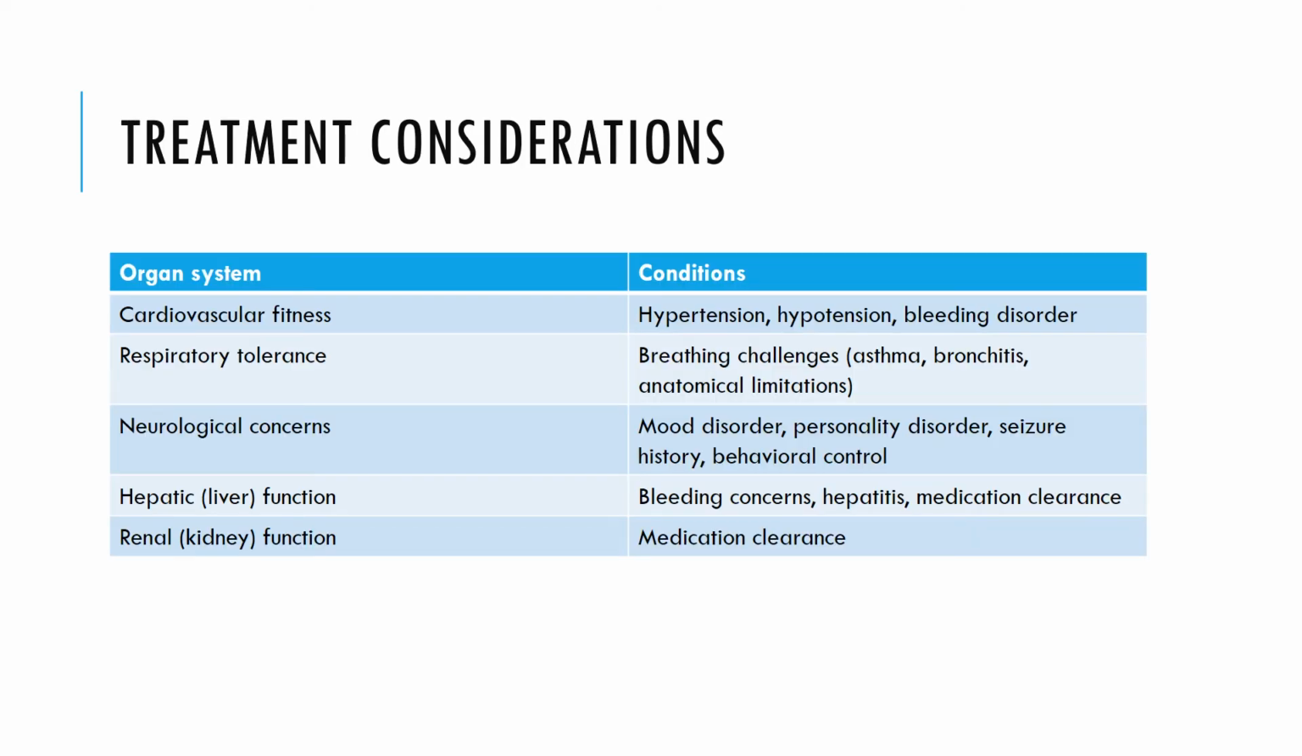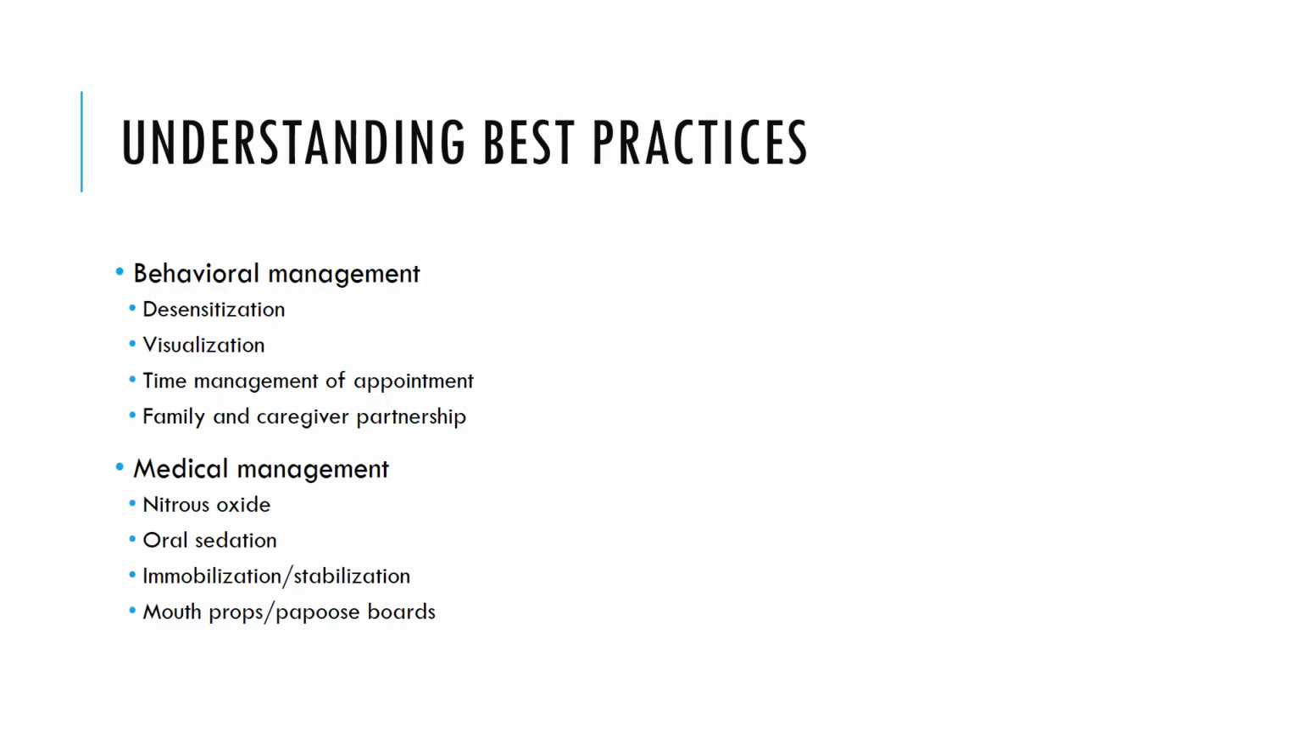And you need to consider cardiovascular fitness, respiratory tolerance, neurological concerns, hepatic function, and renal function. And you'll want to get medical clearance if you have problems with the liver or renal function. So be sure you check with the PCP. And please understand, when dealing with these patients with special needs, that behavioral management is a little bit different.